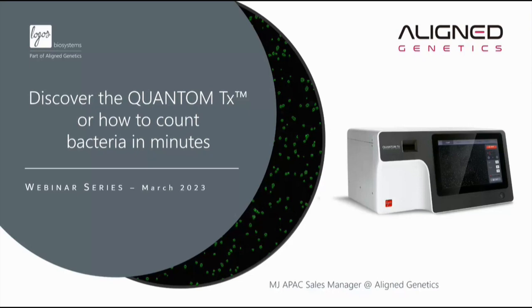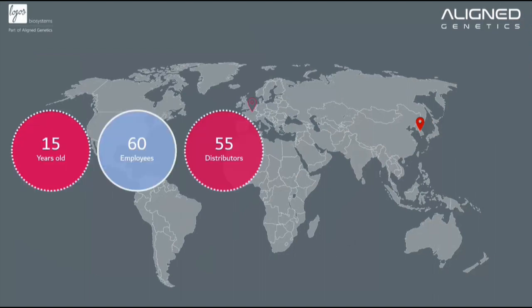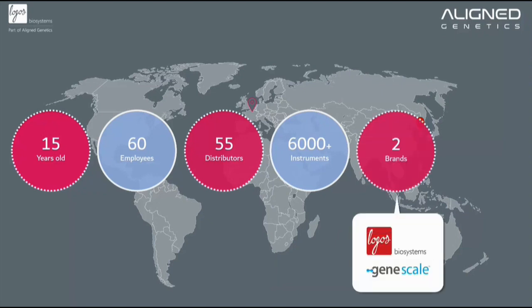First, let me share some information about my company. First of all, I want to share a brief introduction about our company. Align Genetics, formerly Logos Biosystems, was founded in 2008. We have a large network of partners worldwide with a deep focus on innovation. We have two brands, GeneScale, which is an in vitro diagnostic point-of-care solution brand, and Logos Biosystems, which is already a leader in imaging solutions for life science, including digital microscopes, tissue clearing solutions, and cell counters.